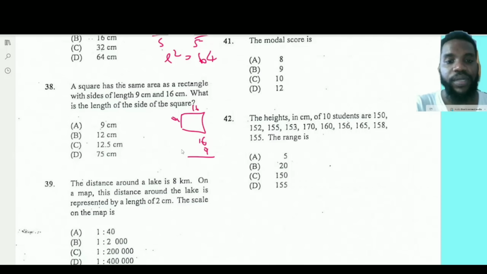Or you do it the long way. 9 6s, 54, put down the 4. Carry the 5. 9 1s, 9 plus 5 gives me 14. So I have 144. A square, all the sides are equal, right? So what do you multiply by itself to get 144? It's 12. So the answer is B as in boy.